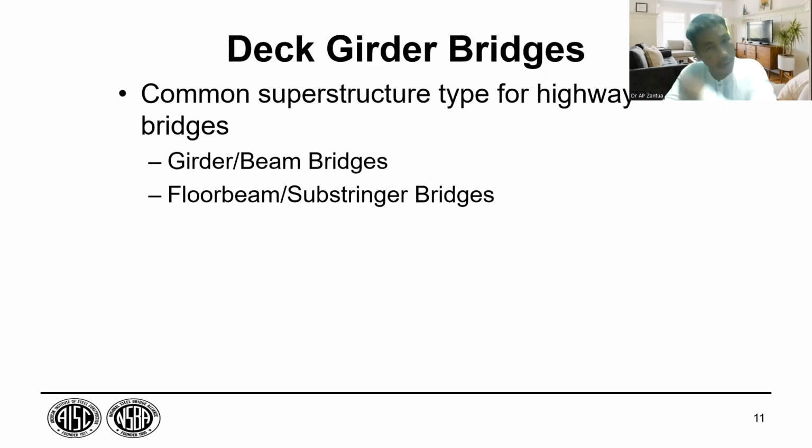So deck through girder. So deck girder bridges. Common superstructure type for highway bridges. That is the common type. As you can be familiar with our country's bridges, that is the most common superstructure type of highway bridge. So highway and railway engineering includes bridges.